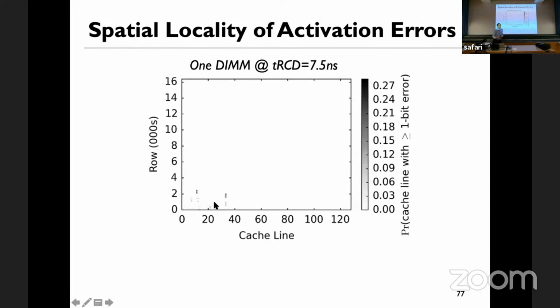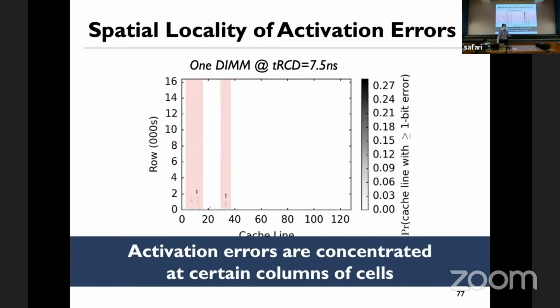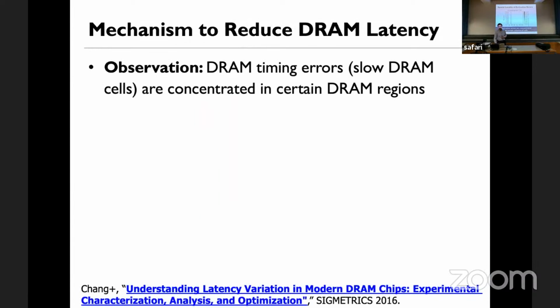So this shows that there's some spatial variation in the errors. Most of the chip is actually still okay, but there are some places where you get errors. The question is, if you can determine what are those places that you get errors, maybe you can do something in the memory controller, right? That's the idea over here. So activation errors are concentrated at certain columns of cells.